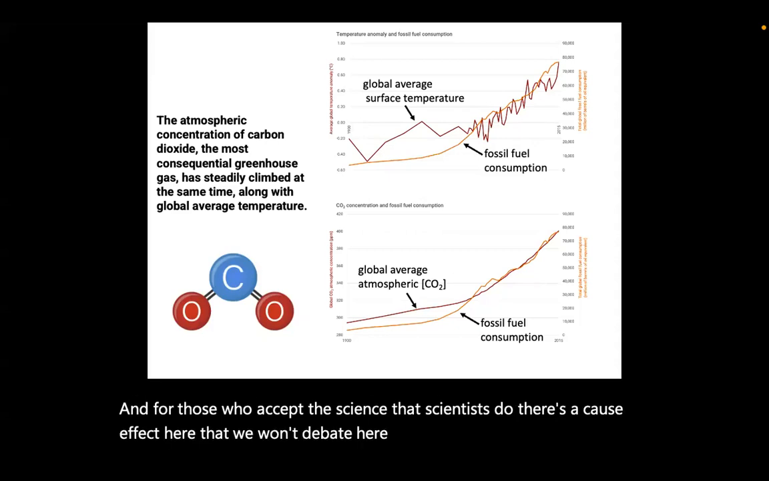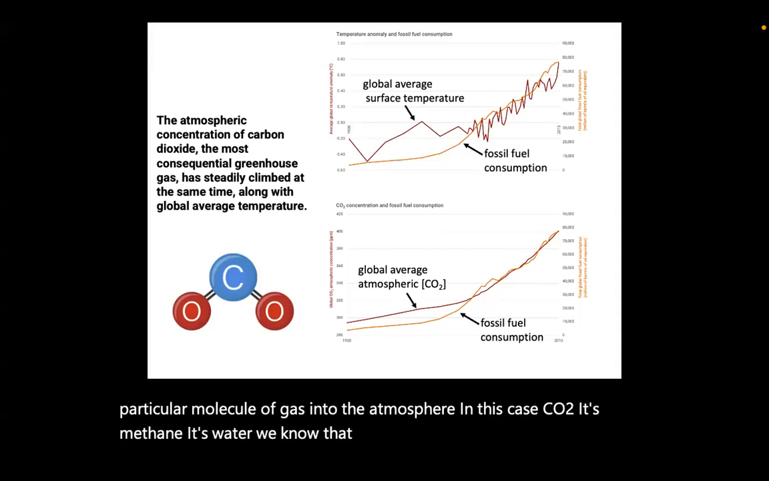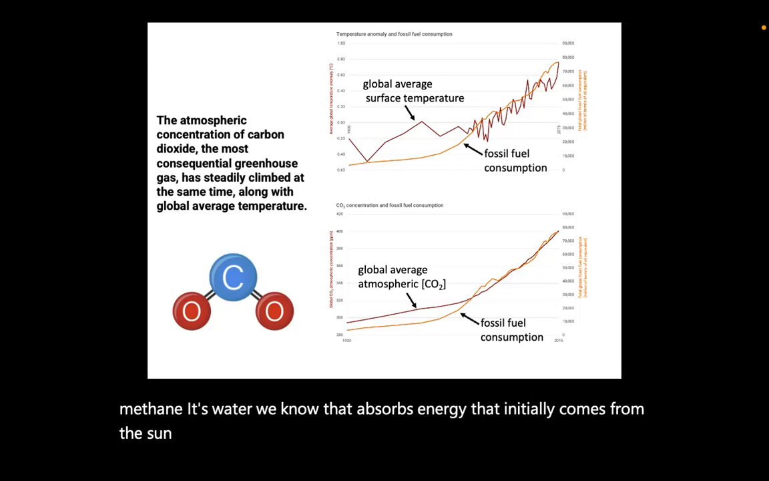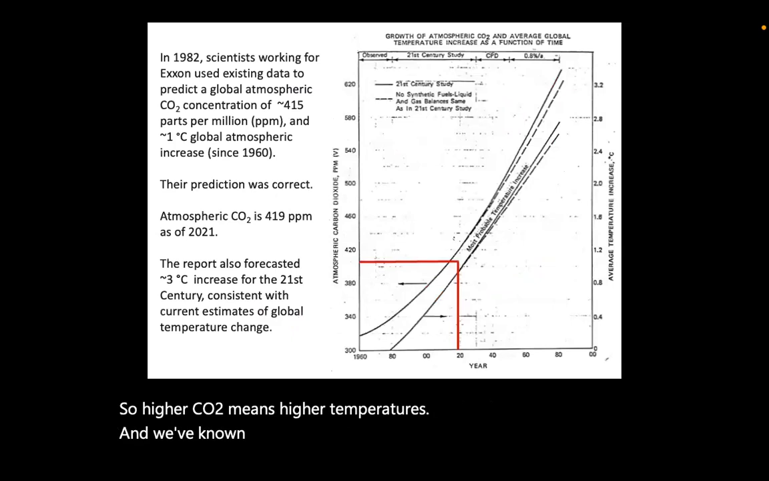As you pump more of any particular molecule of gas into the atmosphere, in this case, CO2, it's methane, it's water, we know that that absorbs energy that initially comes from the sun through our solar system and is re-radiated back to space. So higher CO2 means higher temperatures. And we've known this for a long, long time.